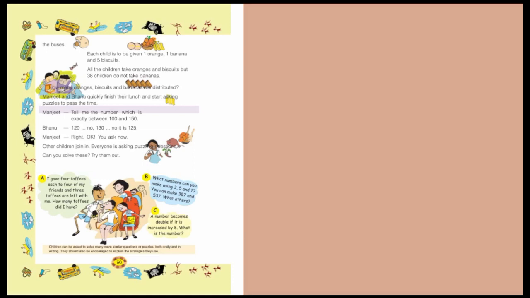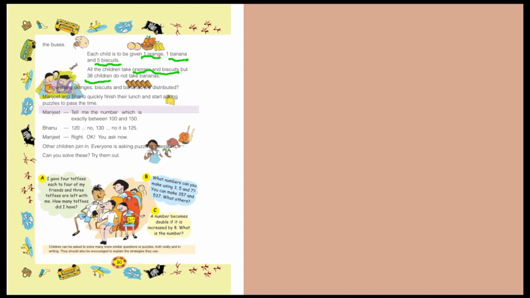Now, in the lunch, what did they get? Every child is to be given one orange, one banana, and 5 biscuits. So this was how the food items were to be distributed. Now all the children took oranges and biscuits, but 38 children did not take bananas. Now the question is, how many oranges, biscuits and bananas were distributed?